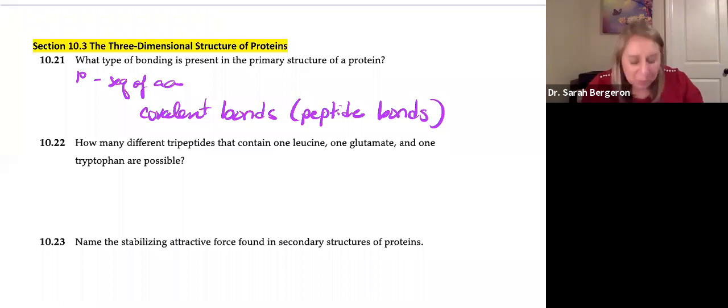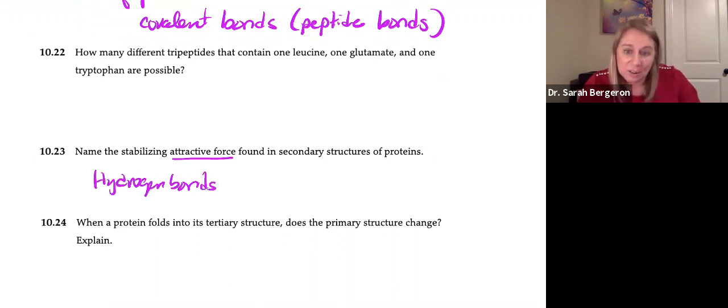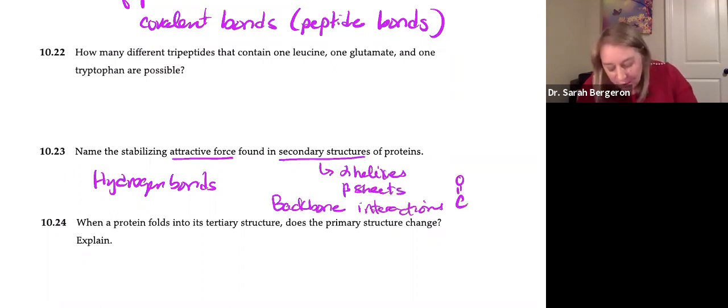Next, name the stabilizing attractive force found in secondary structures of proteins. Now, be careful in reading. Stabilizing attractive force tells me it's not a bond, but we call it a bond, which is terrible. So it's hydrogen bonds. Because secondary structure is making things like alpha helices and beta sheets, but all of these are backbone interactions. The only thing that you can interact with in the backbone is that you have that carbonyl carbon, and then you have the nitrogen, and it's bound to the rest of the amino acid. But then there's a hydrogen, and so then you can make that hydrogen bond between those two.